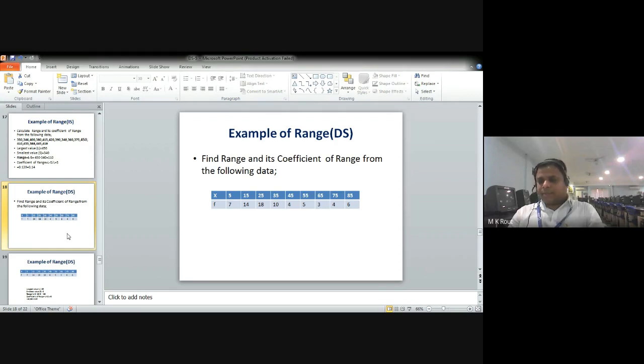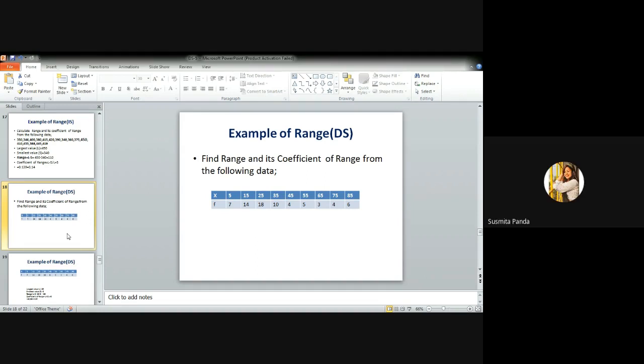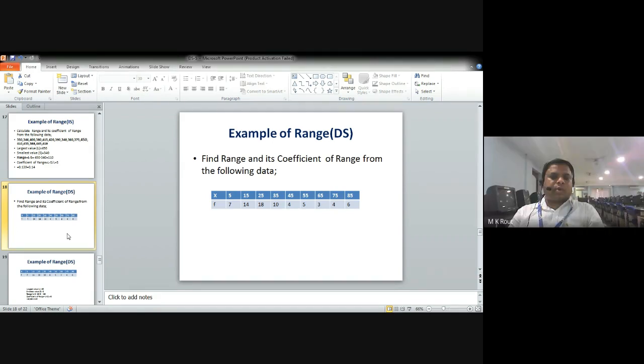Which one will you take for calculation? Not frequency. Here frequency is not considered. You can directly take the values of X in case of range. Clear? Frequency means there is a repetitive appearance. 5 appeared 7 times, 15 appeared 14 times. That is the appearance of the value in the given series. The series that is given is 5 to 85.